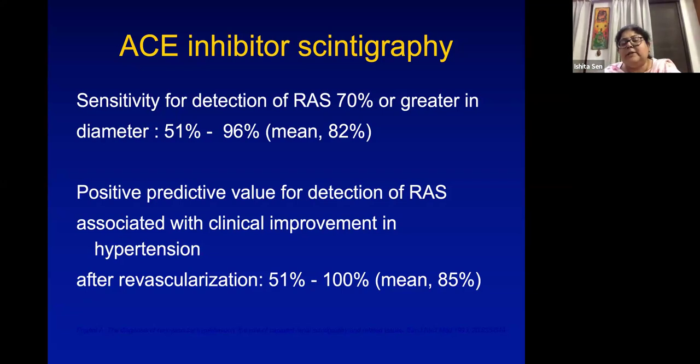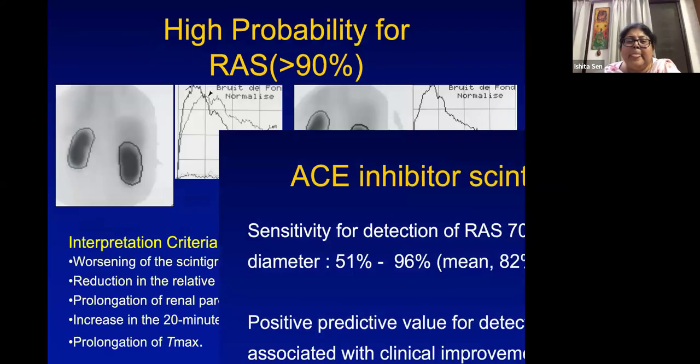Also, in patients who have a worsening of their renal function post ACE inhibitors, and where you want to look at small vessel disease or renovascular hypertension rather than renal artery stenosis, ACE inhibitor scintigraphy is a useful technique.